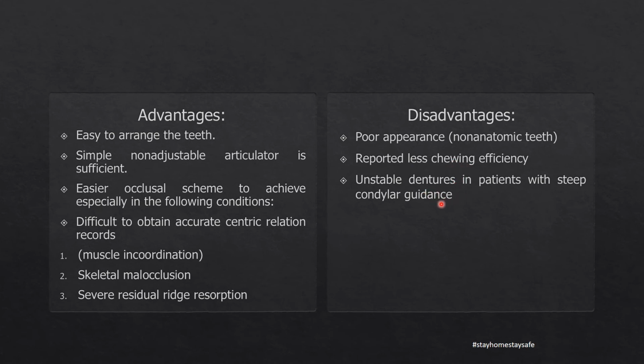Unstable denture in patient with a steep condylar guidance. In a patient that may have a steep condylar guidance, or where the occlusion of the teeth is very close to the condylar guidance or the TMG of the patient, in such cases, like class 2 relationship, it is difficult to have a stable denture in such situations.